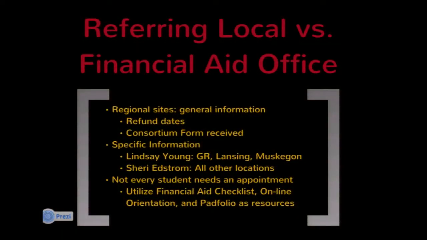Any questions? So, referring a student to a regional site versus referring them to the financial aid office. You can refer a student to the regional site for some general information like when are my refund dates, has my consortium form been received, holds on the account, things like that. But for specific information, we would prefer that you send the students to Sherry or me directly, just because we don't want them getting misinformation, because that creates an even bigger problem.